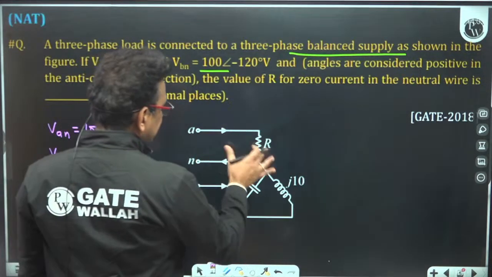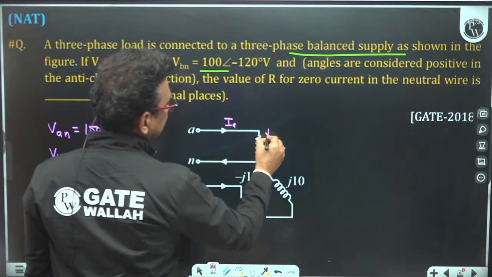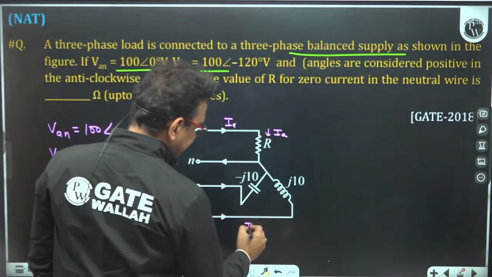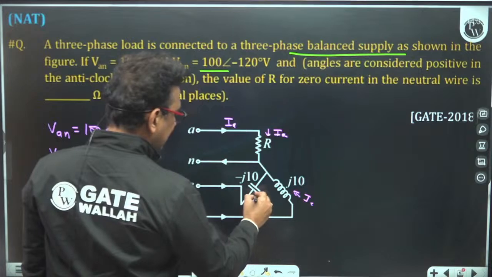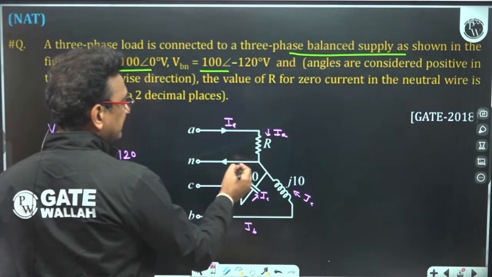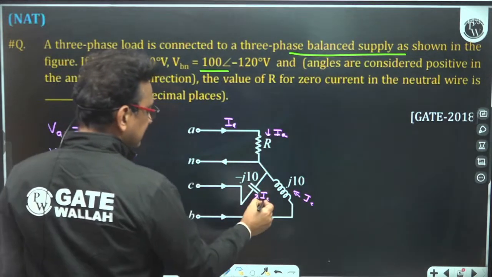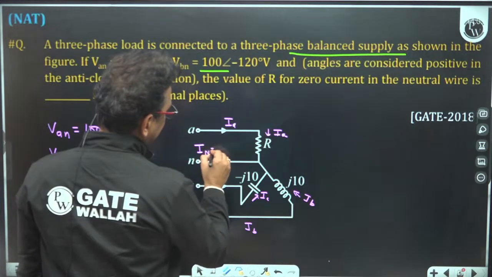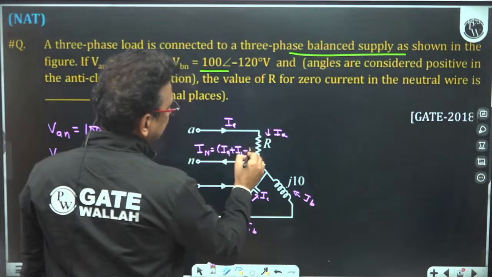Now this is a star connected load. This current is the IA current, because here the phase current is the same as the line current. This current is the IB current and this current is the IC current. If you apply Kirchhoff's current law here, the current flowing in the neutral is nothing but IA plus IB plus IC, the sum of all three currents. That is the neutral current.